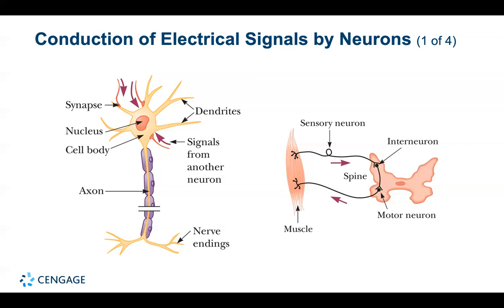A stimulus from a muscle produces nerve impulses that travel to the spine. Here, the signal is transmitted to a motor neuron, which in turn sends impulses to control the muscle.